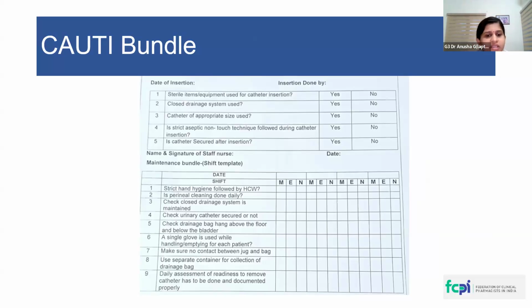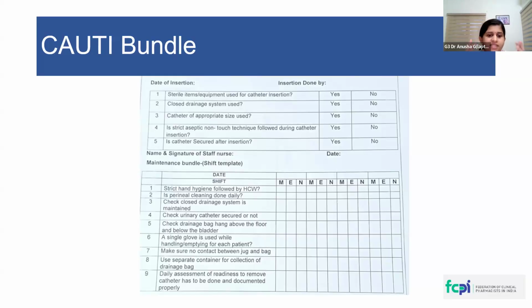And for maintenance, what they have asked is: is hand hygiene being followed by the nurse or the healthcare worker? Is perineal cleaning done? Is the closed drainage system maintained? Whether the urinary catheter is secured? Whether the drainage bag is hanging below the bladder and above the floor, and should not be on the floor. And whether a single glove technique is used while emptying the bag for each patient.